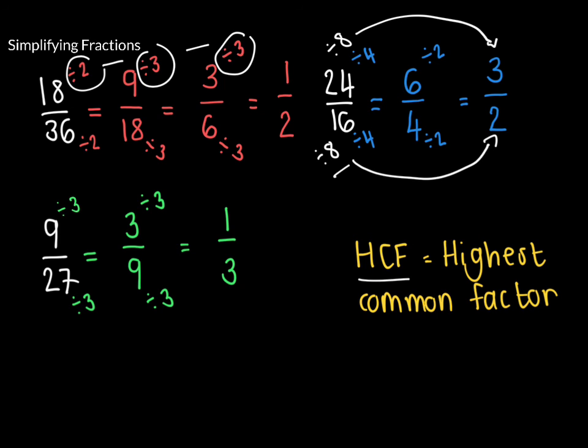So you can try it with 40 over 32. What you can do is either look for the HCF, or look for the smallest number that's going to go into both of them, and that's going to take you to the right answer if you just keep dividing until you can't divide anymore. I hope that makes sense.